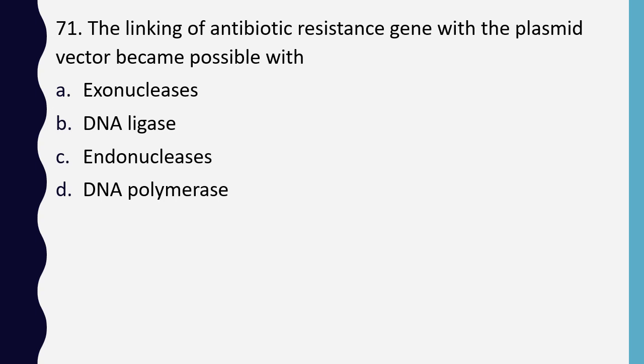Question number 71. The linking of antibiotic resistance genes with the plasmid vector became possible with exonucleases, DNA ligases, endonucleases, DNA polymerases. Linking of antibiotic gene. The correct answer is option B. With the discovery of DNA ligase, the linking became possible.